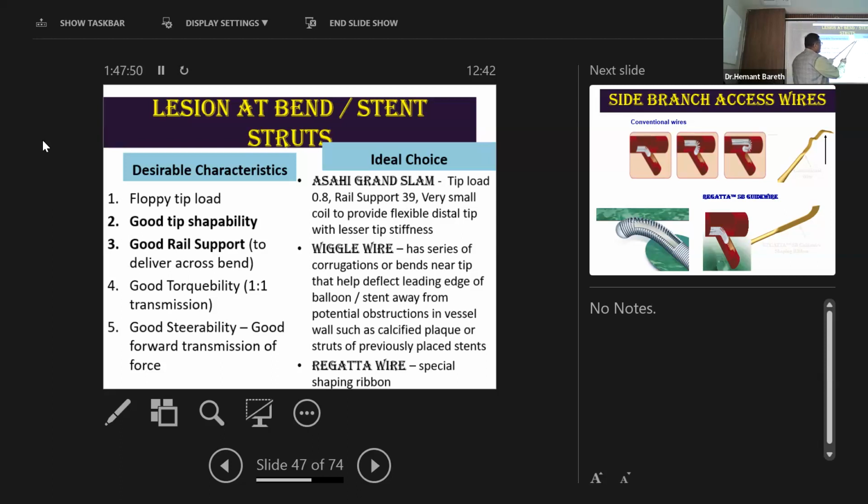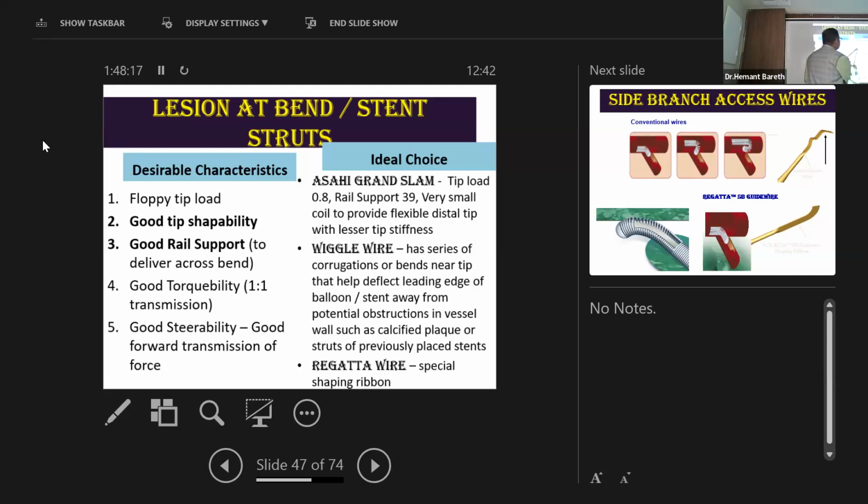One good wire is the Asahi Grand Slam wire. You can see tip load is in the floppy range between 0.7 to 1.8, and range support is very high, 39. BMW range support is only 8. BH2 range support is 15. All-Star range support is 20. But this one has a high range support, 39.